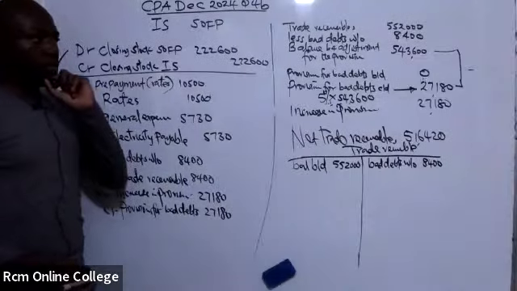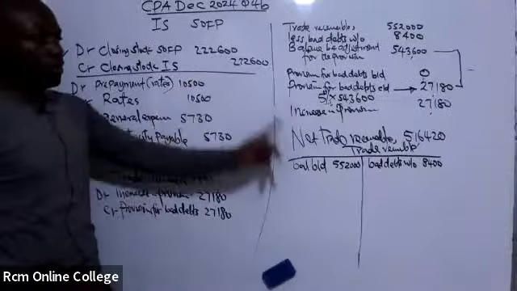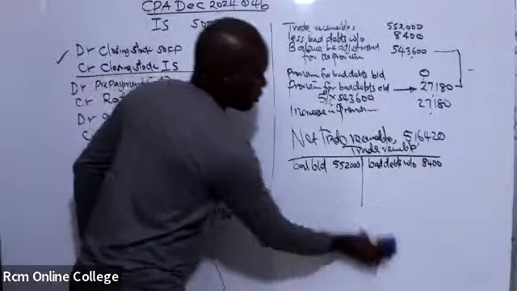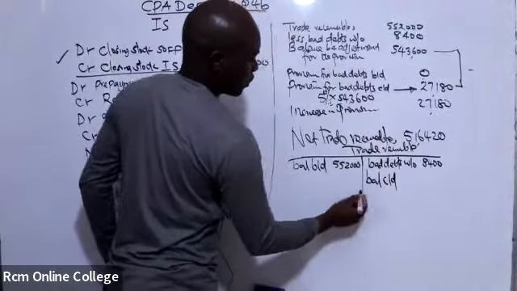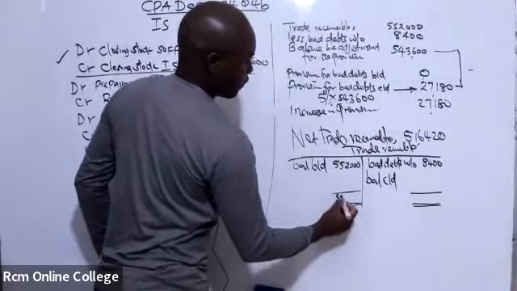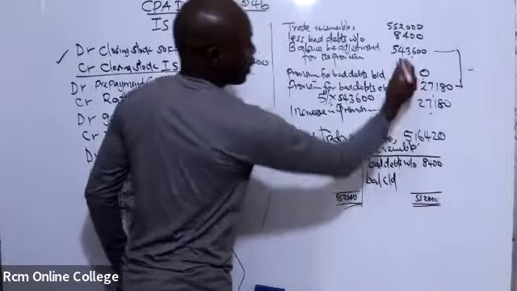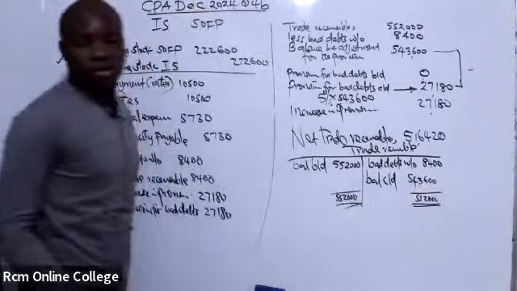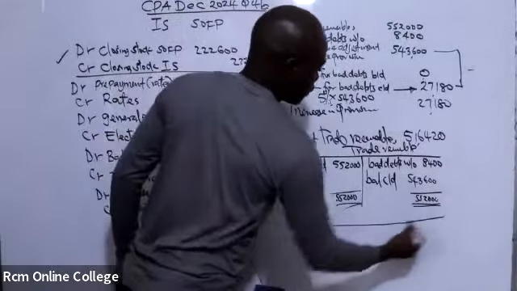Good. Then what else do we have that has happened during the year? That's one thing we are having. So to give us this one here minus this, the balance carried down will be that one there, right? So balance carried down. Somebody should be able to give us that. 552,000 minus 8,400. Now we are getting 543,600.